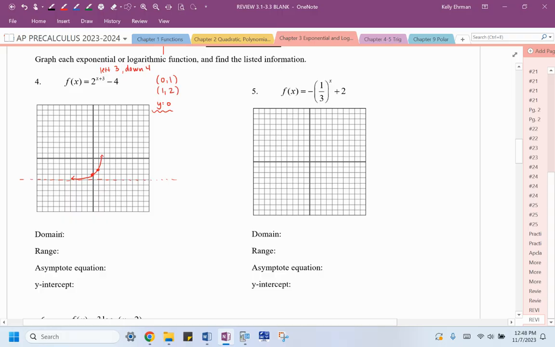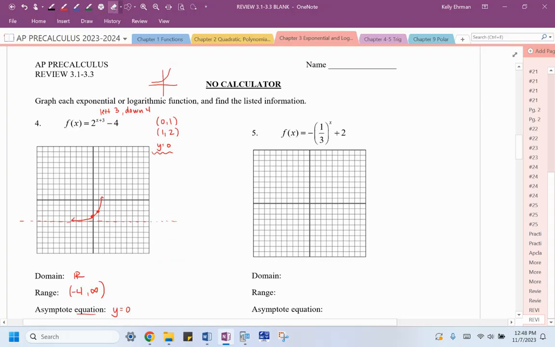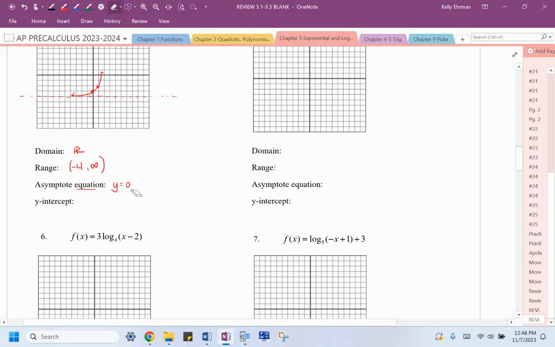If you're asked about domain and range, the easiest thing to do is take a look at your graph. So the domain is all real numbers for any exponential function. The range has to do with the asymptote, anything from -4 to infinity, but not actually including -4. This doesn't say horizontal or vertical asymptote, it just says asymptote, so you need to recognize this is a horizontal line. It's an equation that I want, so I want y equals 0, not just the number. I want y equals -4, not just the number -4.